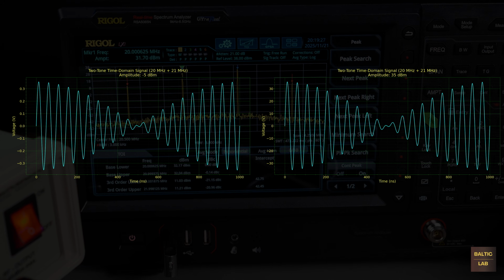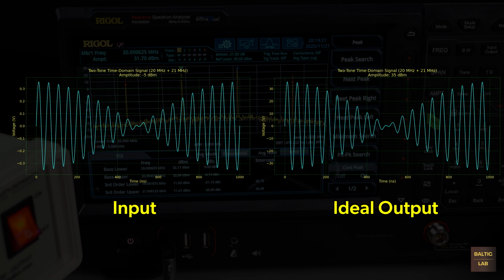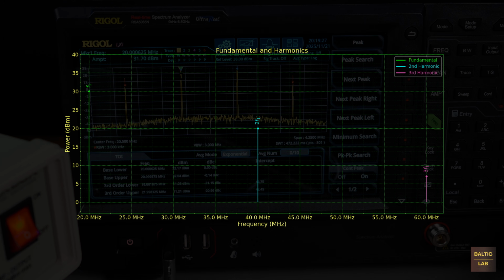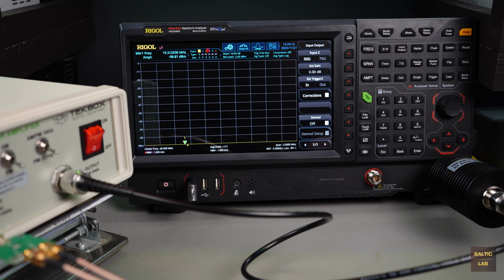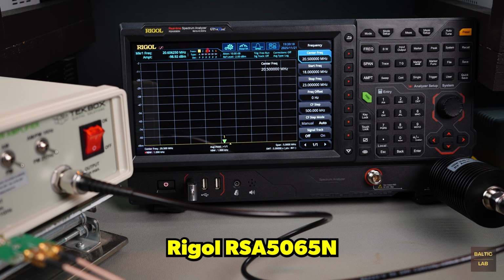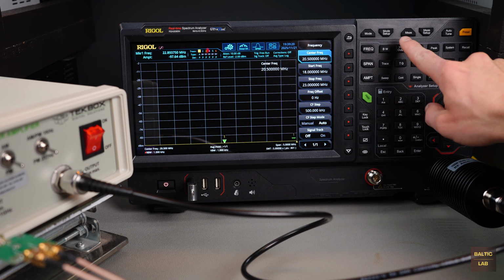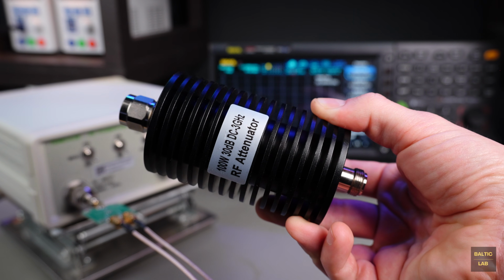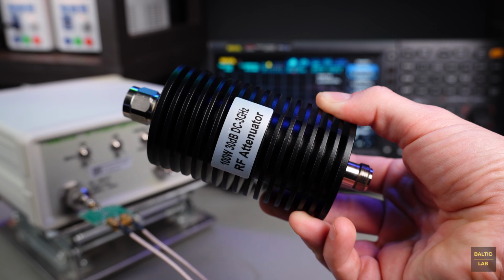In an ideal world, an amplifier would output a perfectly scaled version of its input. Real amplifiers don't. Even with a single tone, the output includes harmonics, which are integer multiples of the input frequency. To show this, the Tekbox TBMDA3B is connected to a Rigol RSA5065N spectrum analyzer through a 30 dB attenuator. With a maximum output power of roughly 8 watts, the attenuator is essential to avoid damaging the analyzer.